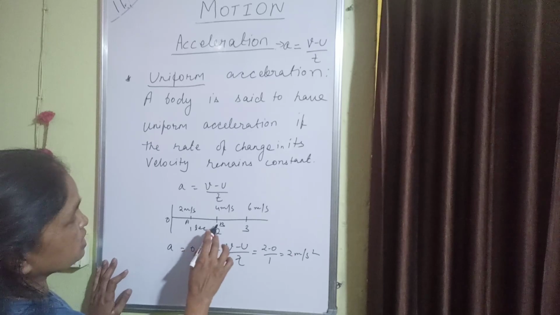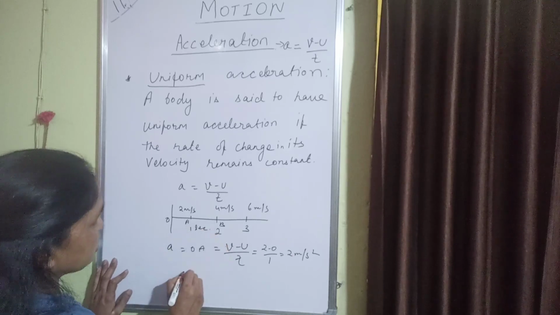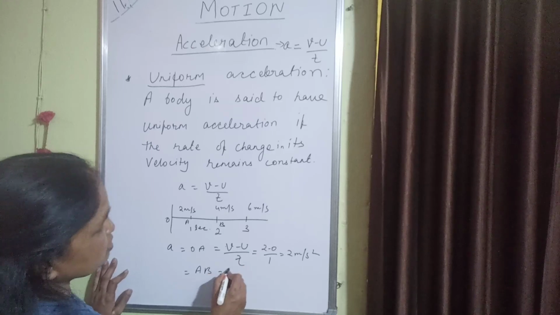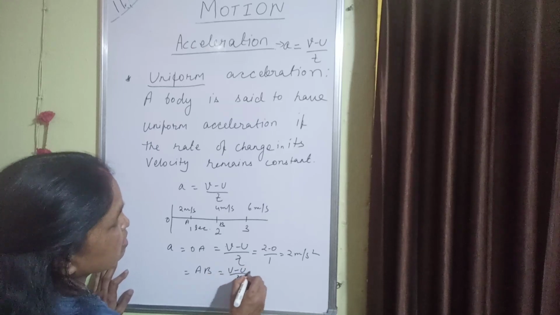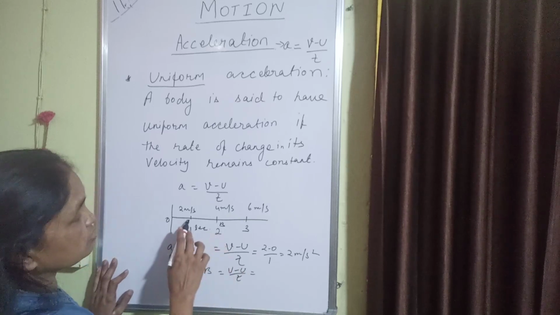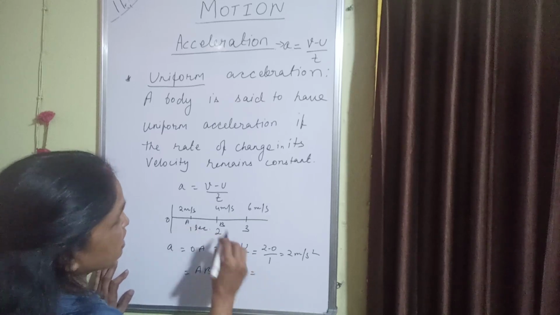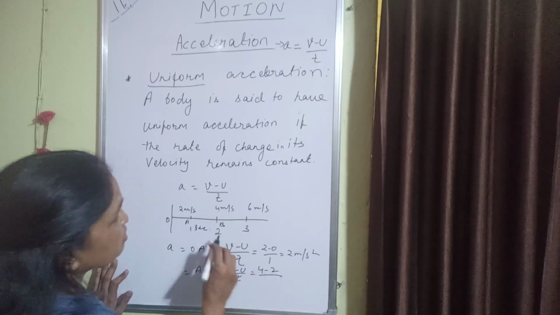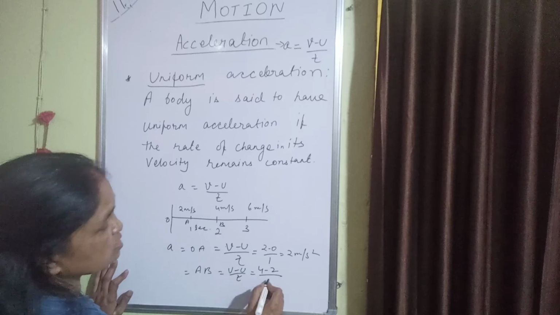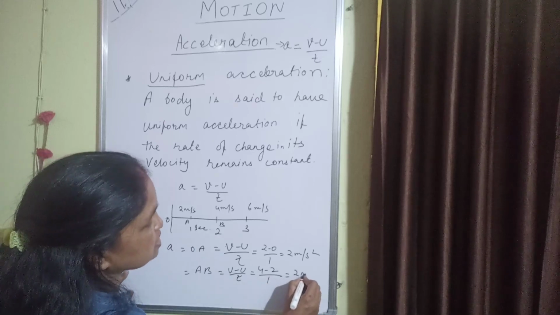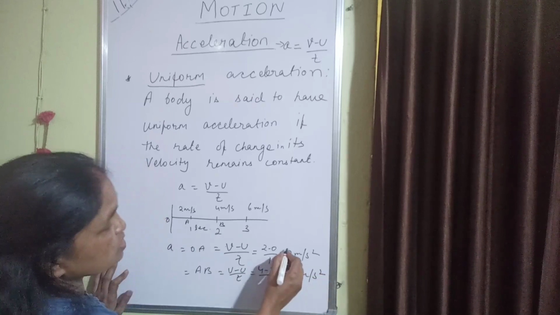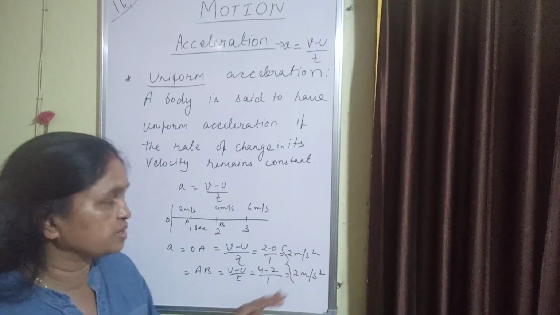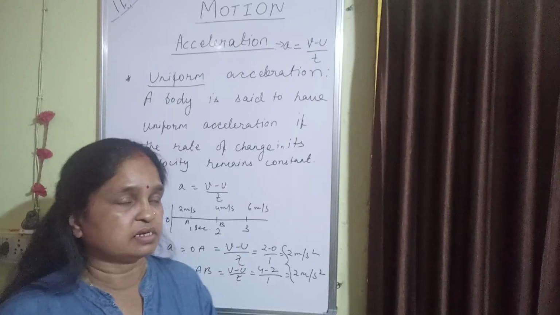Again, if you calculate for position AB, what will it be? So what we will do? v minus u by t. What is the initial velocity for this? 2 meter per second and final 4 meter per second. So 4 minus 2 by, what is the time? 2 minus 1, it is 1. So again it is 2 meter per second square. So are you seeing that the uniform acceleration is also known as constant acceleration?